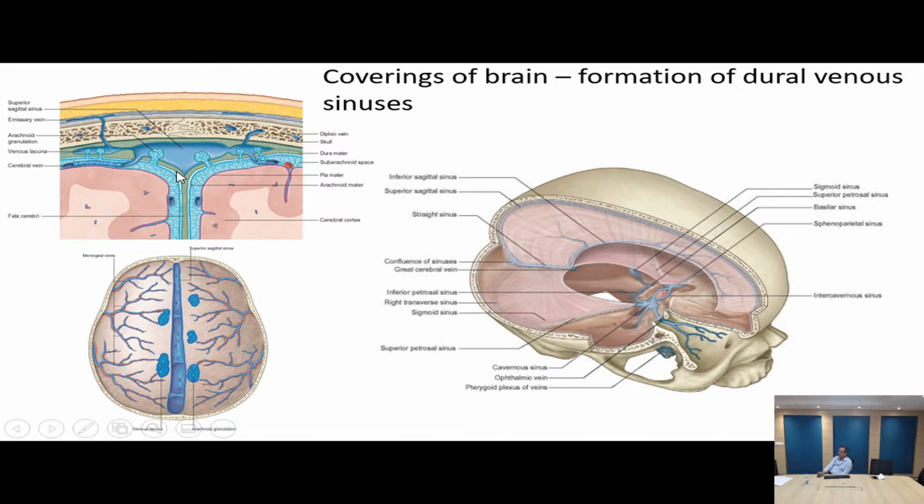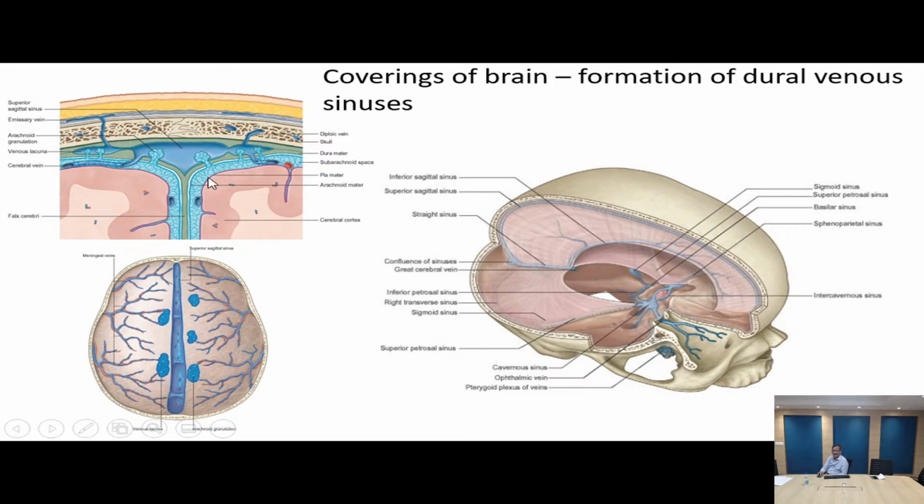which is actually coming away from the endosteal layer. And wherever there is a need, these two layers become separate, enclosing large vein-like structures which are called dural venous sinuses. So these are the sinuses into which the blood vessels of the brain enter and drain, and these are also the sinuses into which the CSF drains.